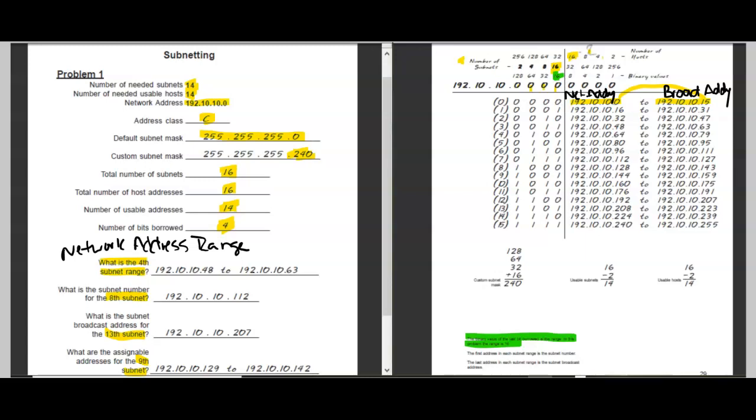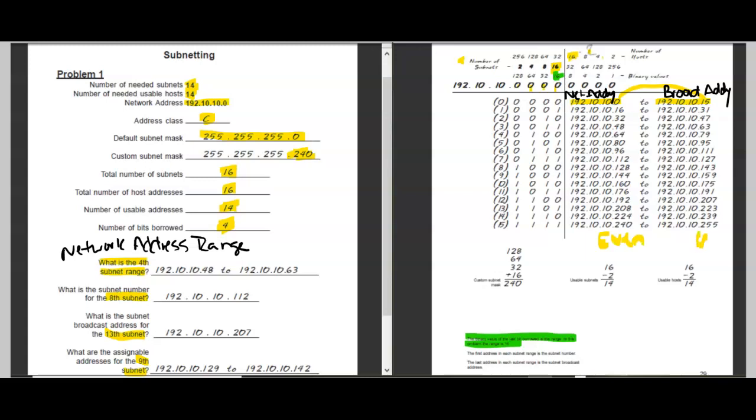So 0 to 15 is 0. 16 to 31 is 1. 32 to 47 is 2. 48 to 63 is 3. 64 to 79 is 4. What I want you to realize here is that our network addresses are always even numbers.